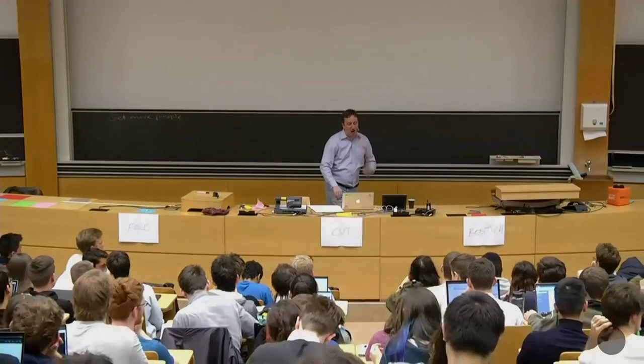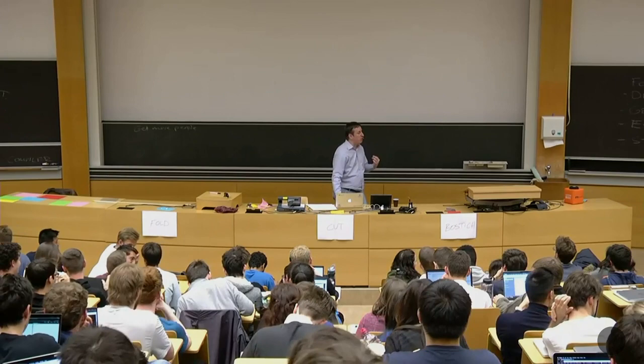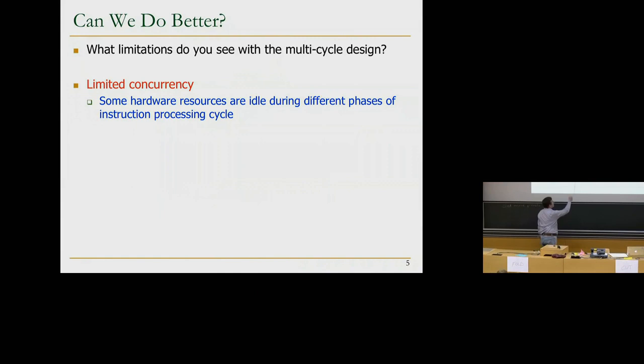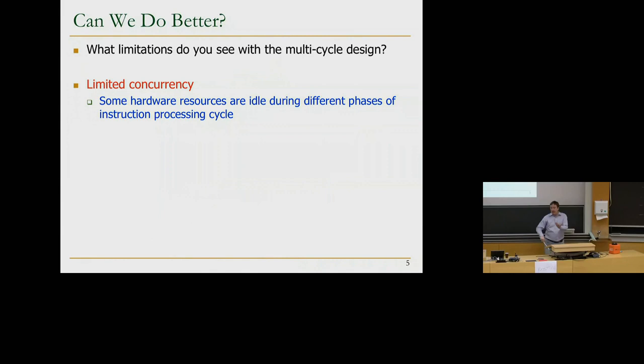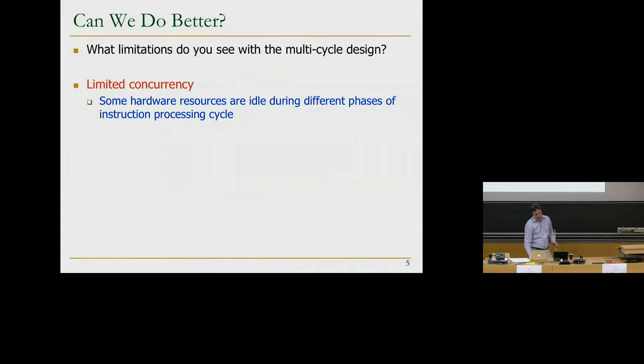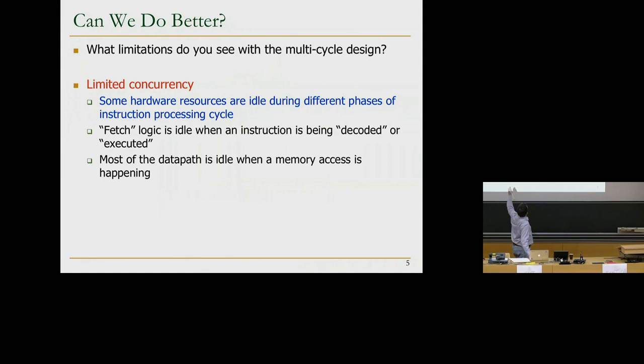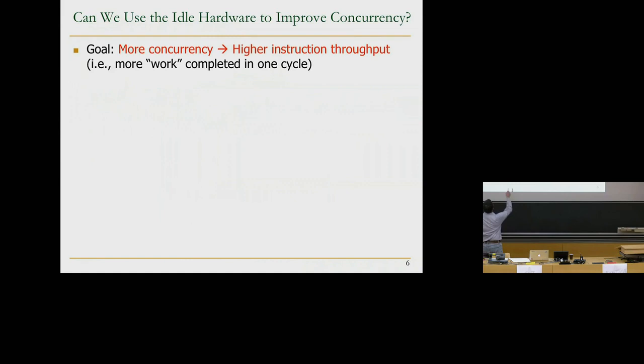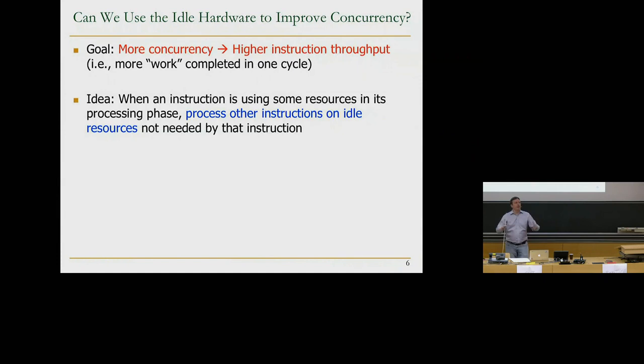So this is what we were seeing, coming back now to the lecture slides. What were the limitations that we were seeing with the multi-cycle architecture? We realized that when you're doing this individually, there are all these resources, like the boss stitch or the scissor, that are standing around doing nothing. So one idea is, hey, can I make use of it? So fetch logic is idle when an instruction is being decoded or executed. So we want to have more concurrency. We want to have everything that we have in our architecture doing something useful, and we want to divide it between different operations.